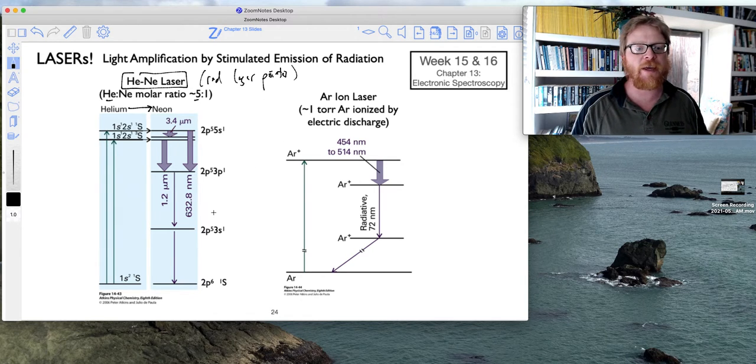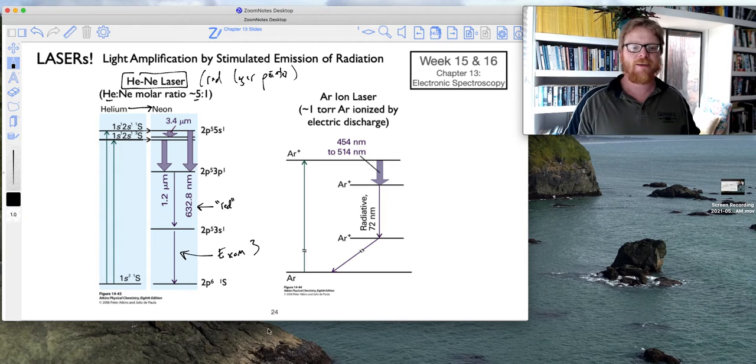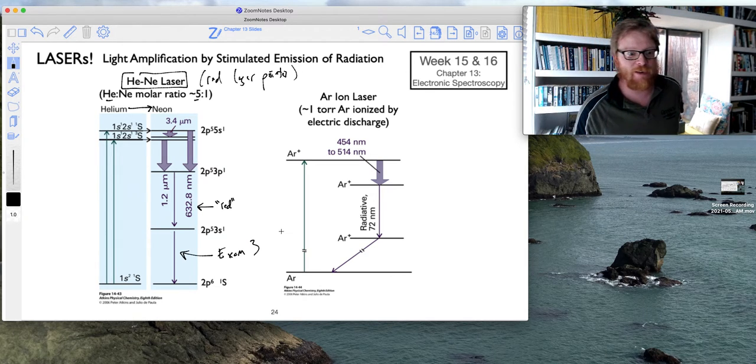And then you actually get several strong lines from the neon emission. The most famous one is the 632 nanometer, right? That's our red Heaney laser that we're so used to seeing. And that actually comes from neon relaxing from the 2p5 5s1 down to the 2p5 3p1. This is your exam 3 that I tortured you guys all with, right?